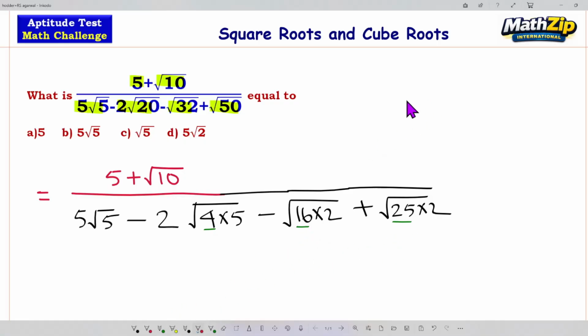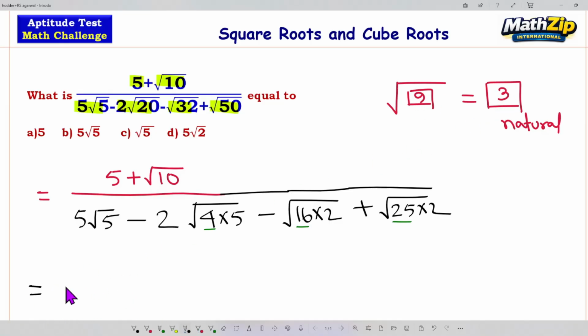What is a perfect square? If we take the square root of a number and the result is a natural number, then that number is a perfect square. Like the square root of 9 is 3.